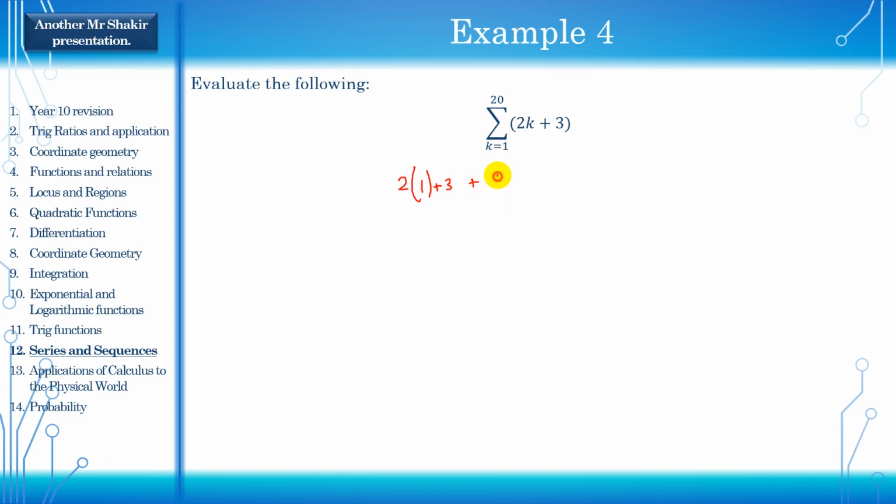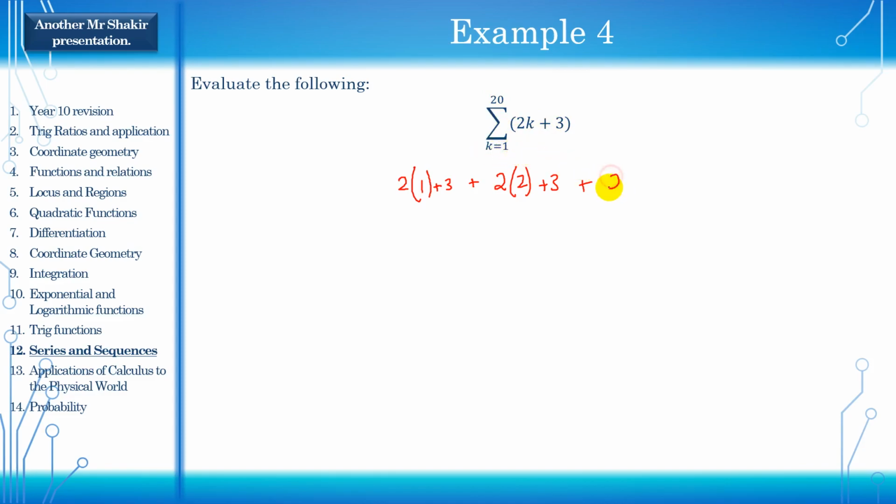So then you sub in 2, 2 plus 3 plus, and the counter moves up to 3, and then we sub that in and add it together as well. So this is the formula for t of n, the nth term. We need the sum of the first 20 terms. Now we're going to substitute in k is equal to 3, the third term.